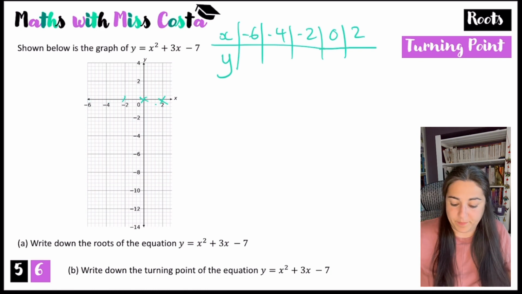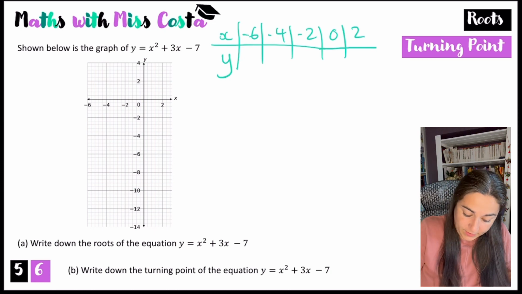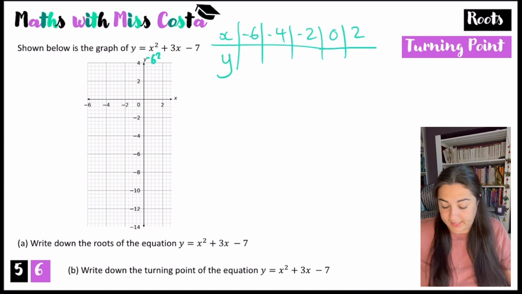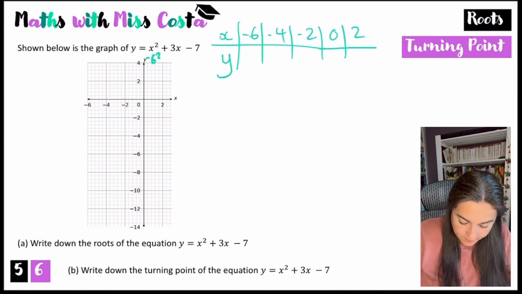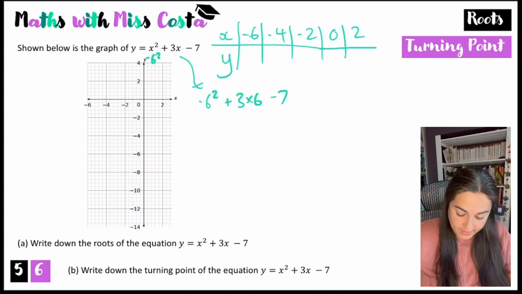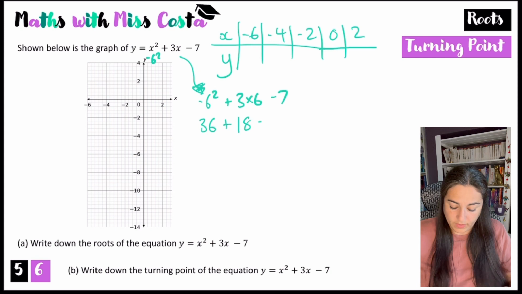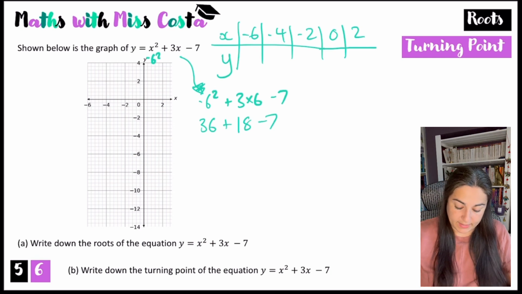So we use that in our table of values, and then we just substitute those values into it. So -6 squared, that would be 36, plus, let's write it out. So -6 squared plus 3 times 6 takes 7. I'm just transferring this, I'm substituting into this. So I've got -6 squared is 36, 3 times 6 is 18, takes 7. So 36 plus 18 takes 7 is 47.